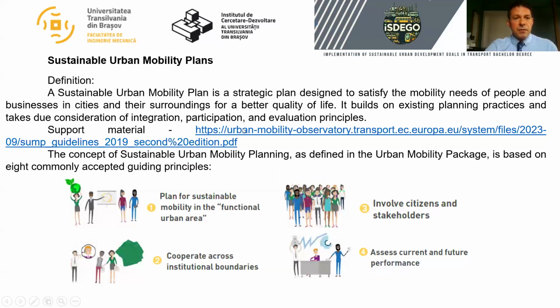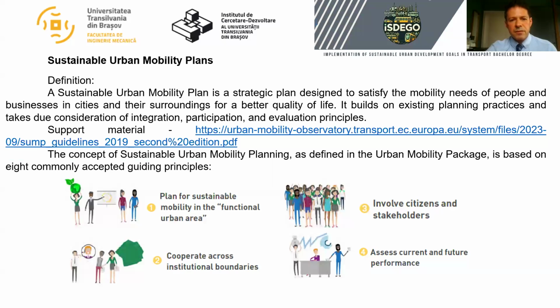As a definition, a sustainable urban mobility plan is a strategic document that is designed to satisfy the mobility needs of the cities, for inhabitants, for the transportation of people, and for the transportation of freight and goods. There is support material. We have a lot of documents. The concept of sustainable urban mobility planning is a document that goes from 7 main principles.